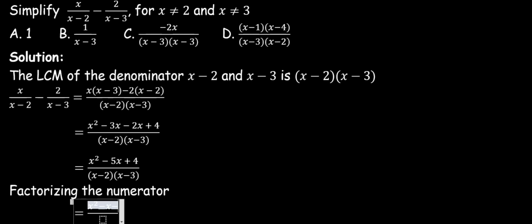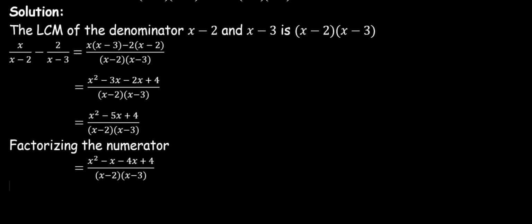When multiplied together, you get plus 4. When added together, you get minus 5. So, our item in the center there, which is minus 5x, will now change to minus x minus 4x. See, our denominator remains the same. Next, we factor out x out of the first two items. When you factor out x, you'll be left with x minus 1.